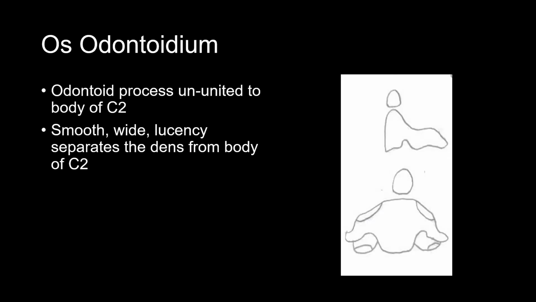Os odontoideum is like a larger os terminale, but it usually includes the full dens. So again, it's an ununited ossification center where the dens did not completely ossify to the body of C2. That doesn't mean there's nothing in between. There's likely some cartilage in between, but on X-ray you just wouldn't see that, so it looks like the dens is floating. You also have to be careful not to confuse this with a dens fracture, type 2 dens fracture specifically.